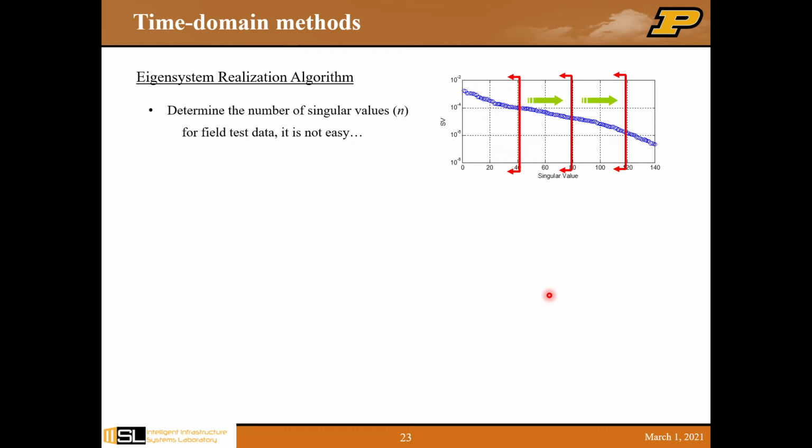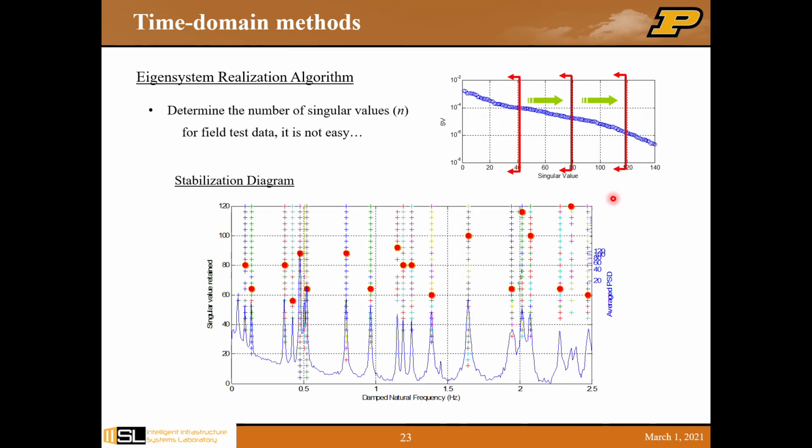We can see that we have a densely packed plot of the singular values, and it's very difficult to differentiate the singular value corresponding to a genuine mode from the singular value corresponding to a noise mode. Therefore, we need to use a stabilization diagram to address that.